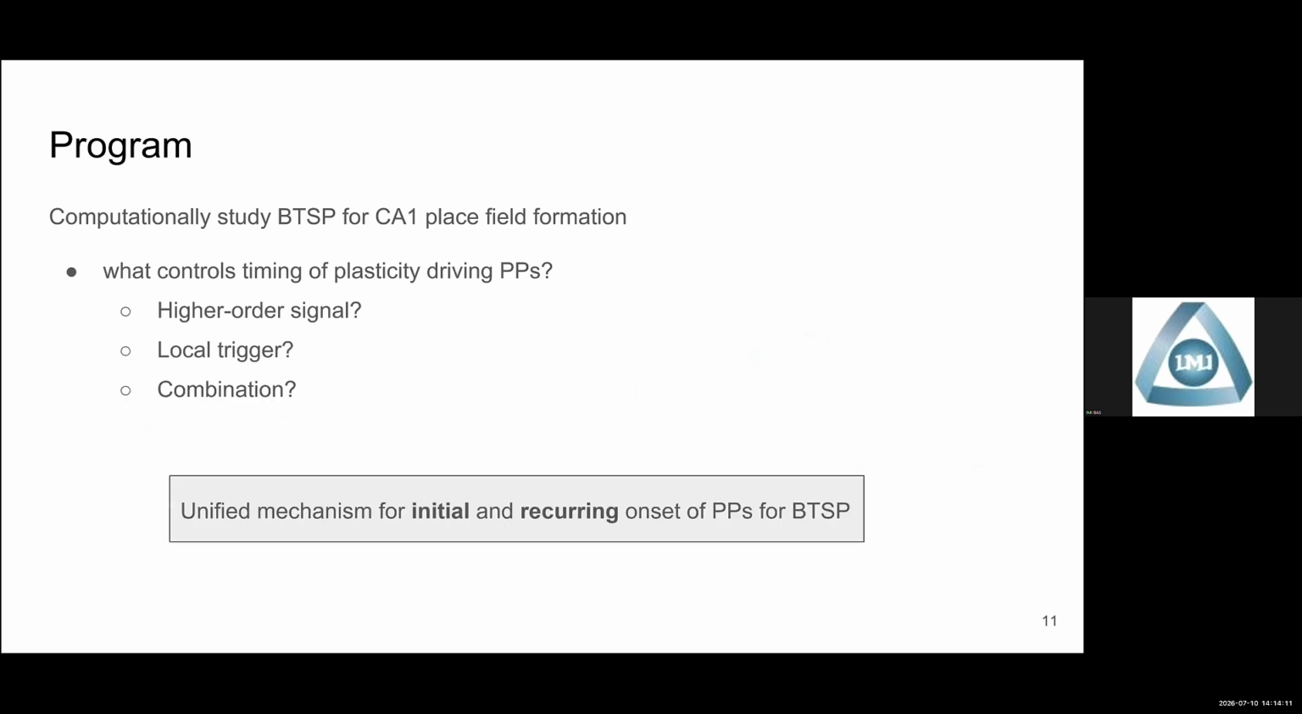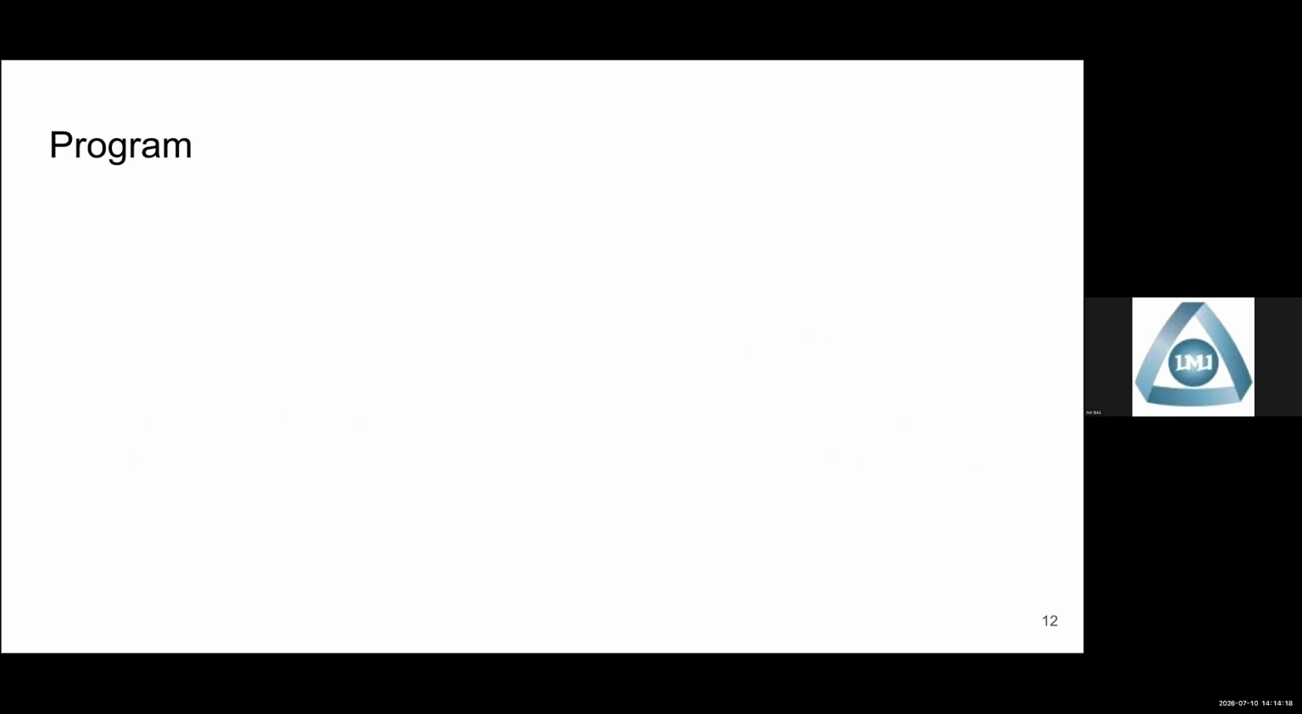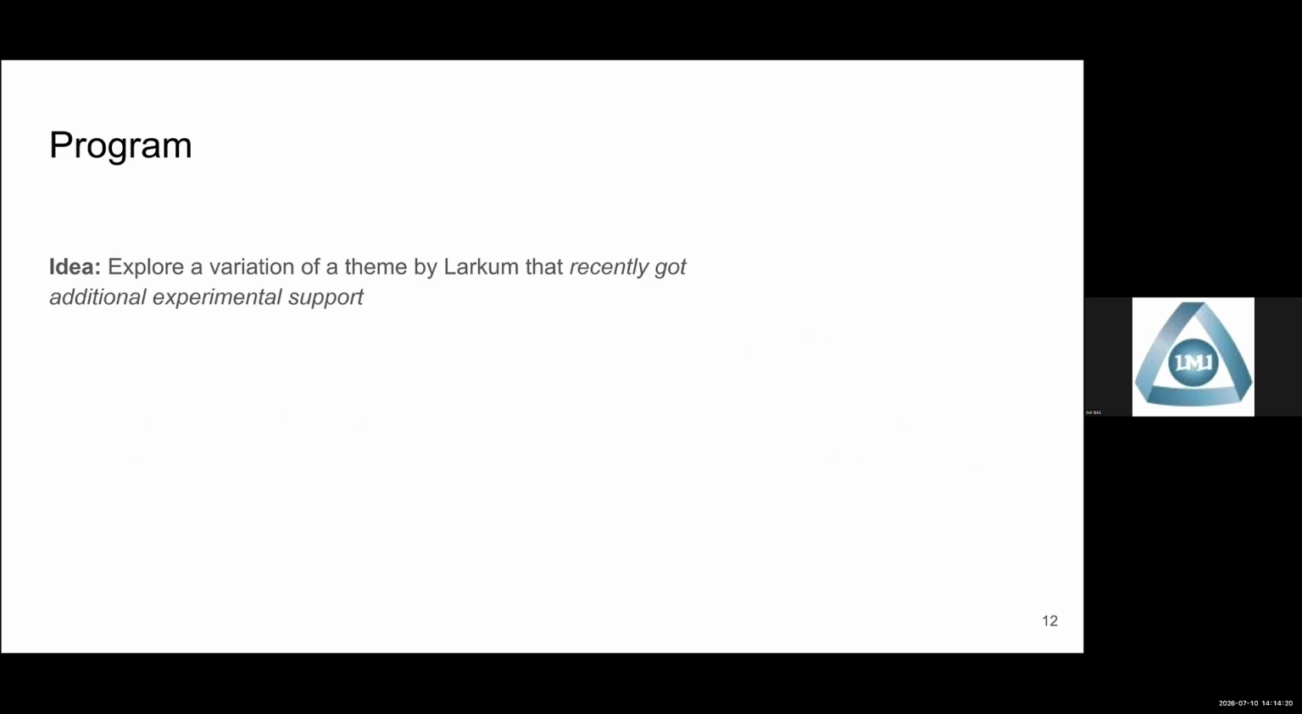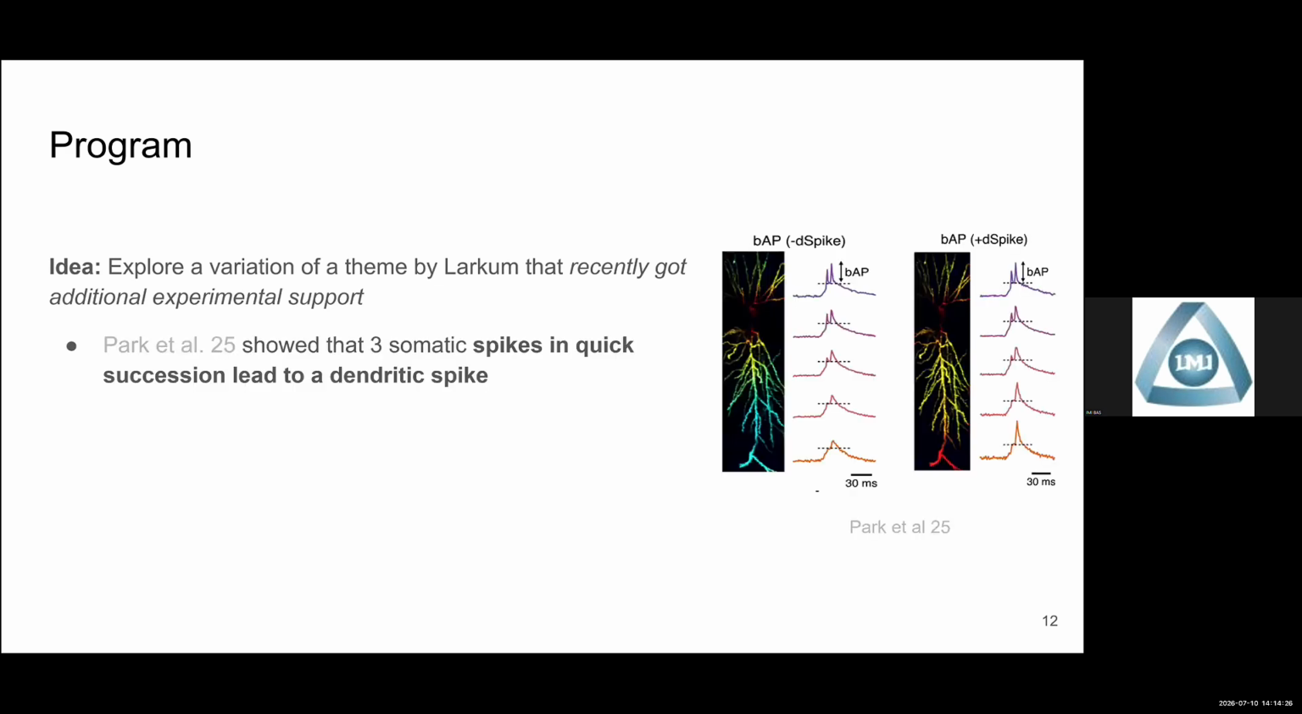And I want to propose to you a unified mechanism for the initial and recurring onset of plateau potentials for behavior timescale plasticity. The idea explores a variation of a theme by Larkum that recently got some additional experimental support. These people showed that if you have a CA1 cell, 3 somatic spikes in quick succession lead to a so-called dendritic spike.